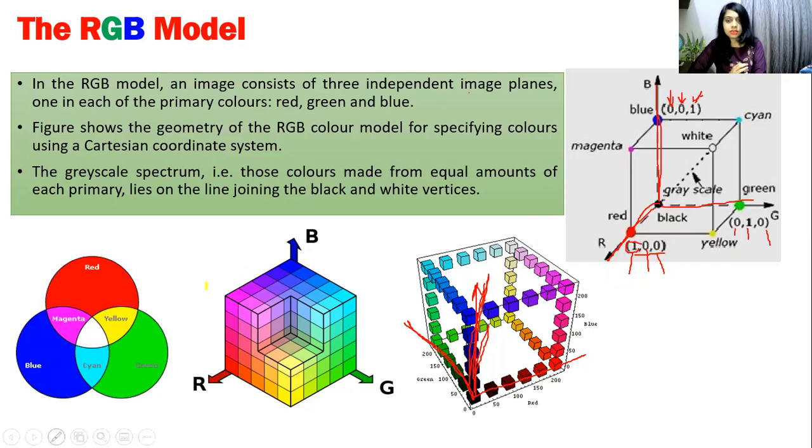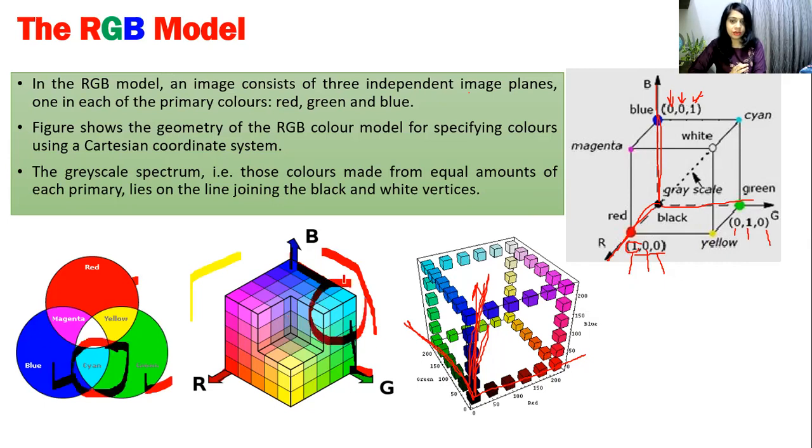Now you can concentrate here. Let me change the color. Now you can see this is the green plane, this is the red plane, and this is the blue plane. When we mix blue and green, what do we get? We get cyan. So here you can see this cyan color.